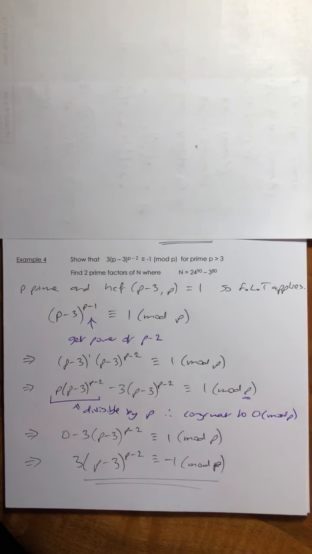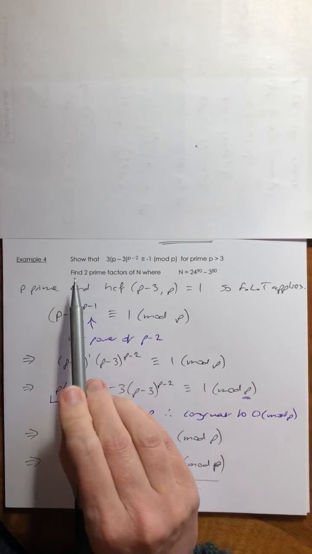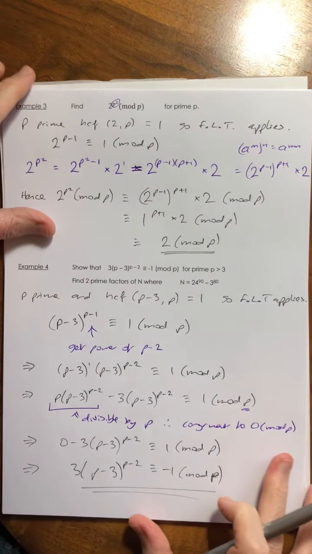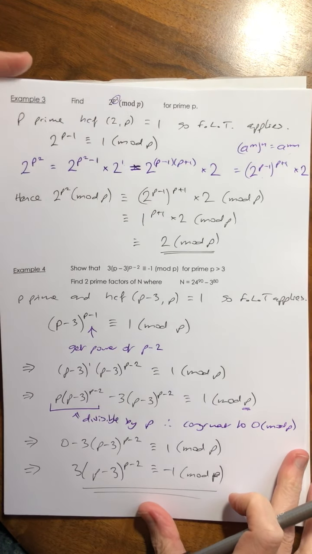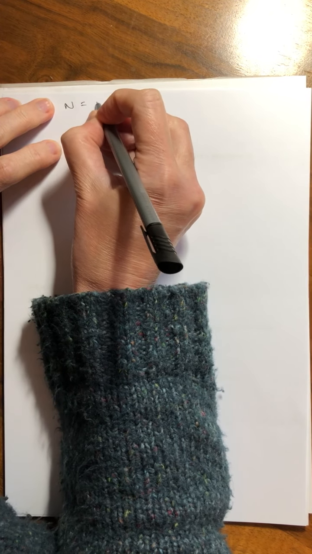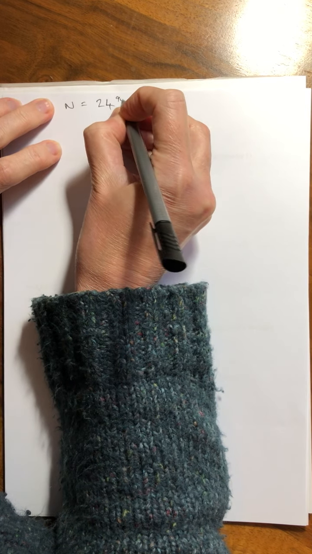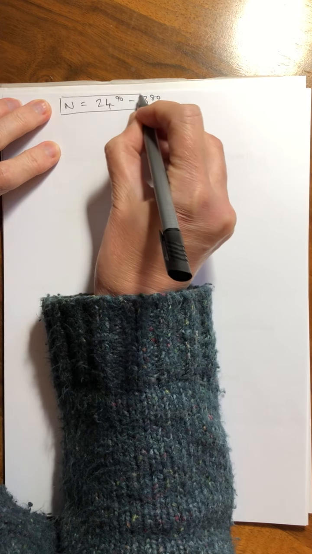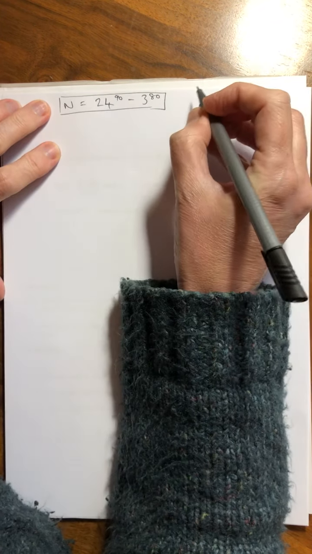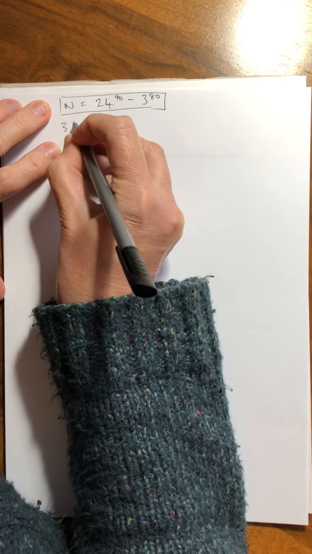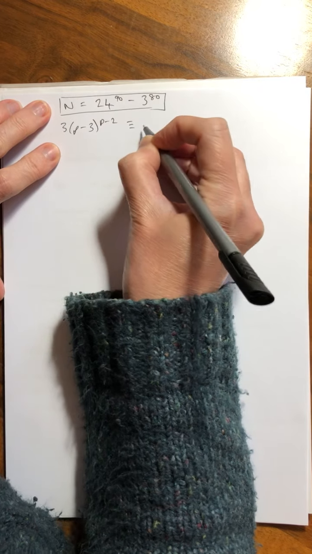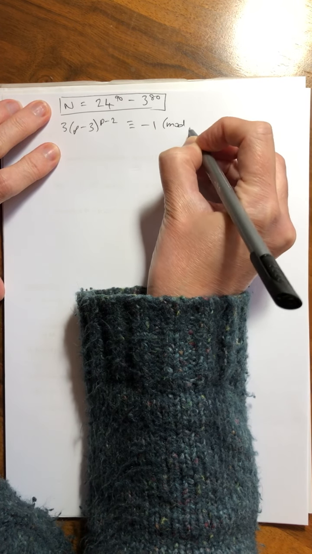Okay, now the second part. Find two prime factors of n. So our expression here is n equals 24 to the power of 90 minus 3 to the power of 80. And presumably we are going to be using the result that we've just proved, which is that 3 times P minus 3 to the power of P minus 2 is congruent to negative 1 mod P.